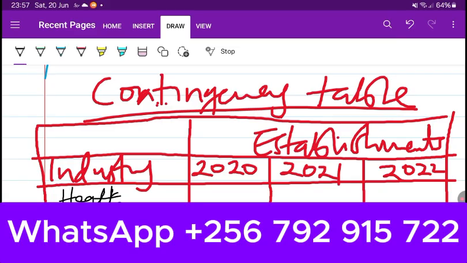Then we can have maybe agriculture. Then we can also have education. Of course, here we can have values. Maybe this is 20,000. Maybe this is 10,000. Maybe this is 30,000. We look at what we have established. Maybe this is 20. Maybe this is 10. Maybe this is 30. Data can look like that.